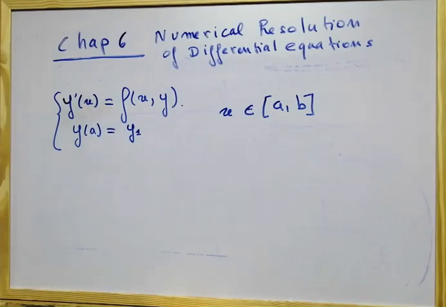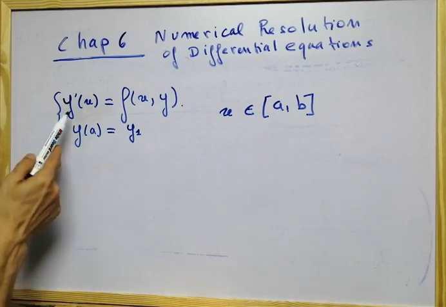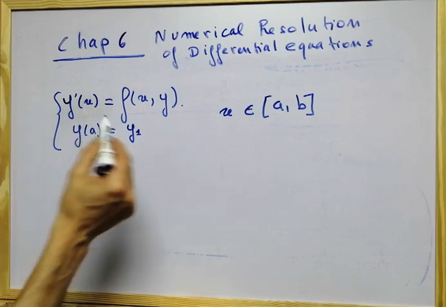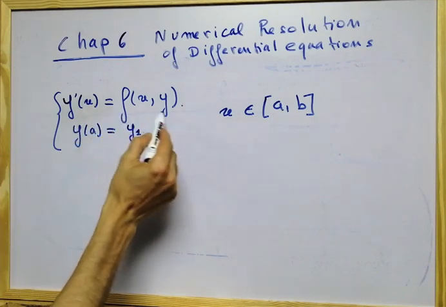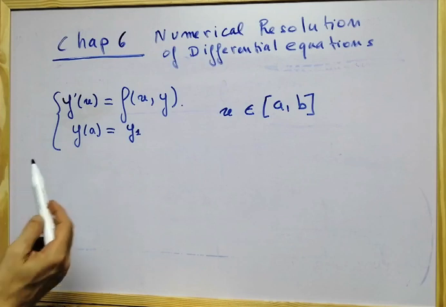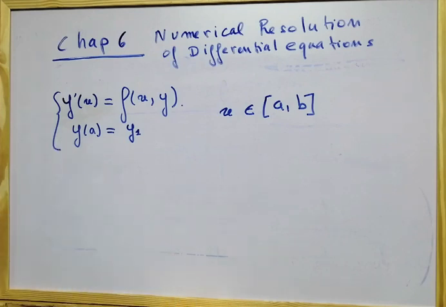This chapter 6 was about the numerical resolution of differential equations, and we saw in the previous session how to determine the conditions that are required for this system to be solvable numerically. So first of all, this function f of x, y needs to be a Lipschitz function with respect to its second variable y. And also, we need to study, when possible, the behavior with respect to round-off error.